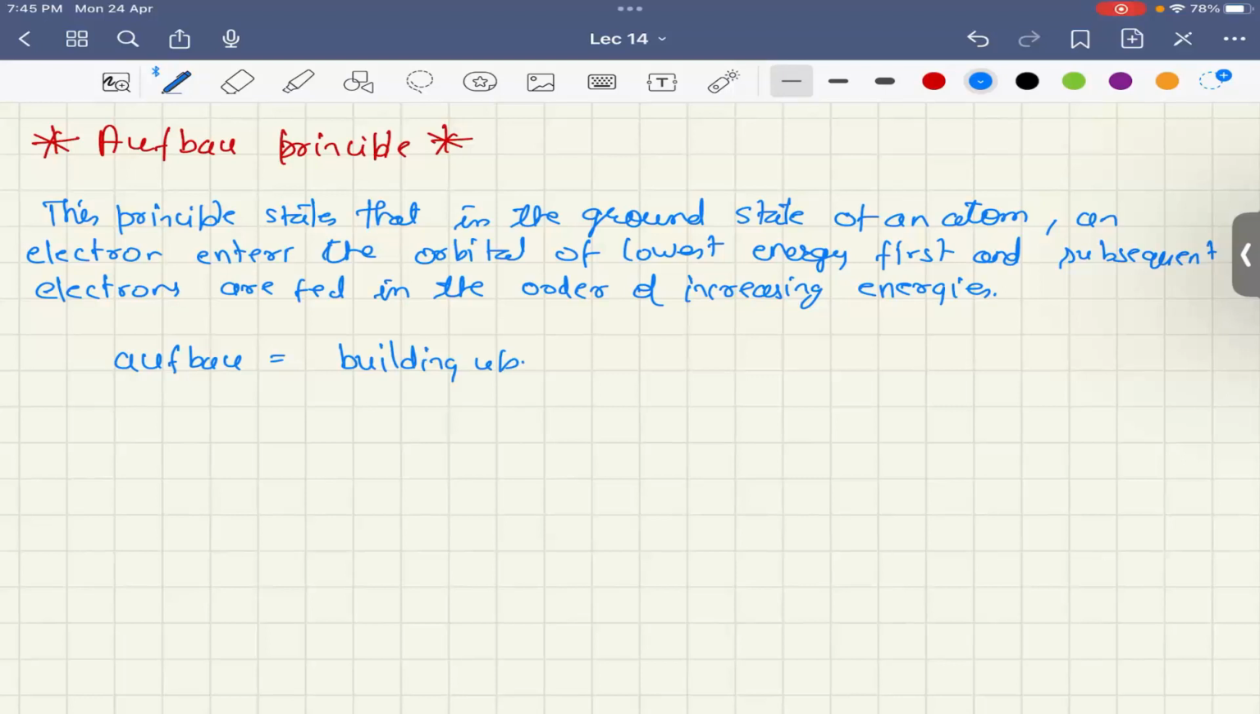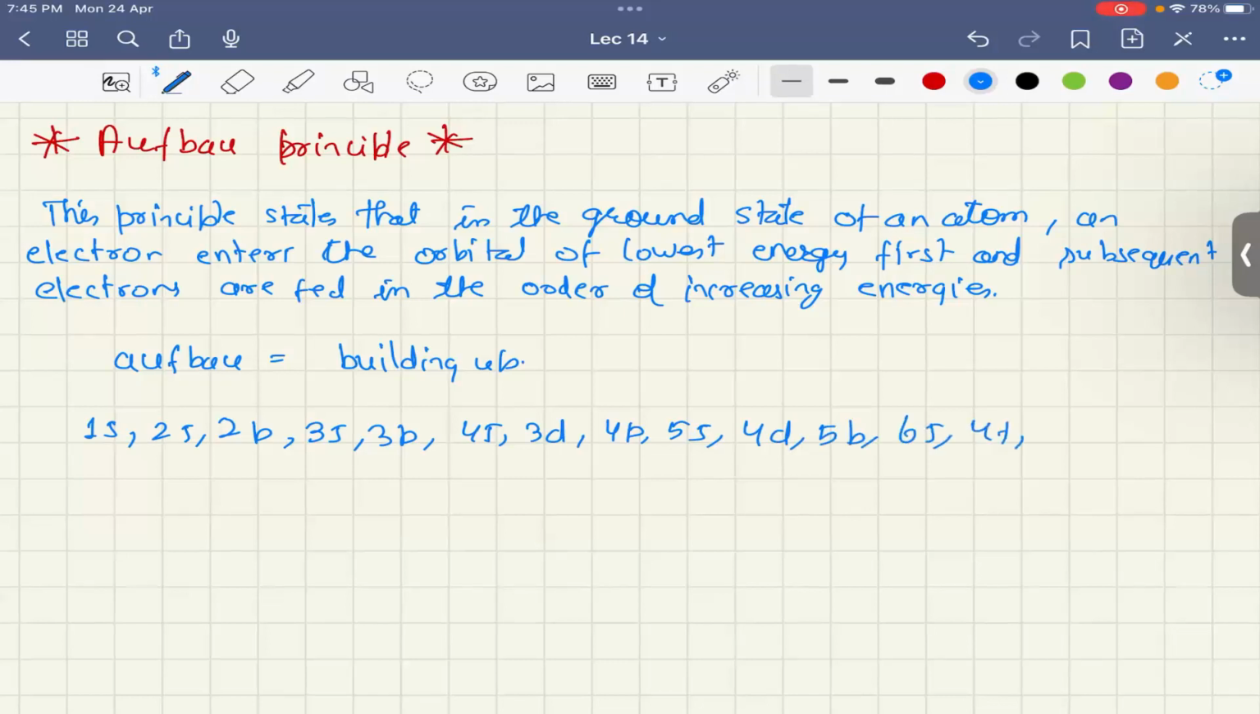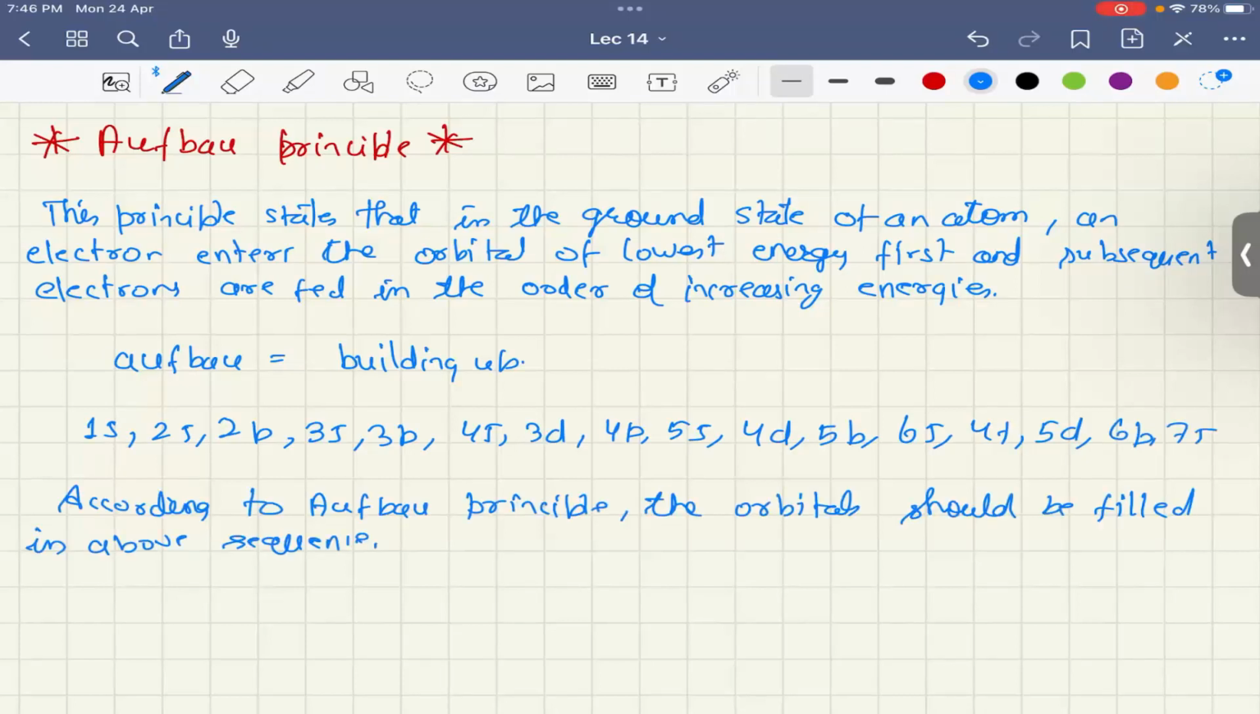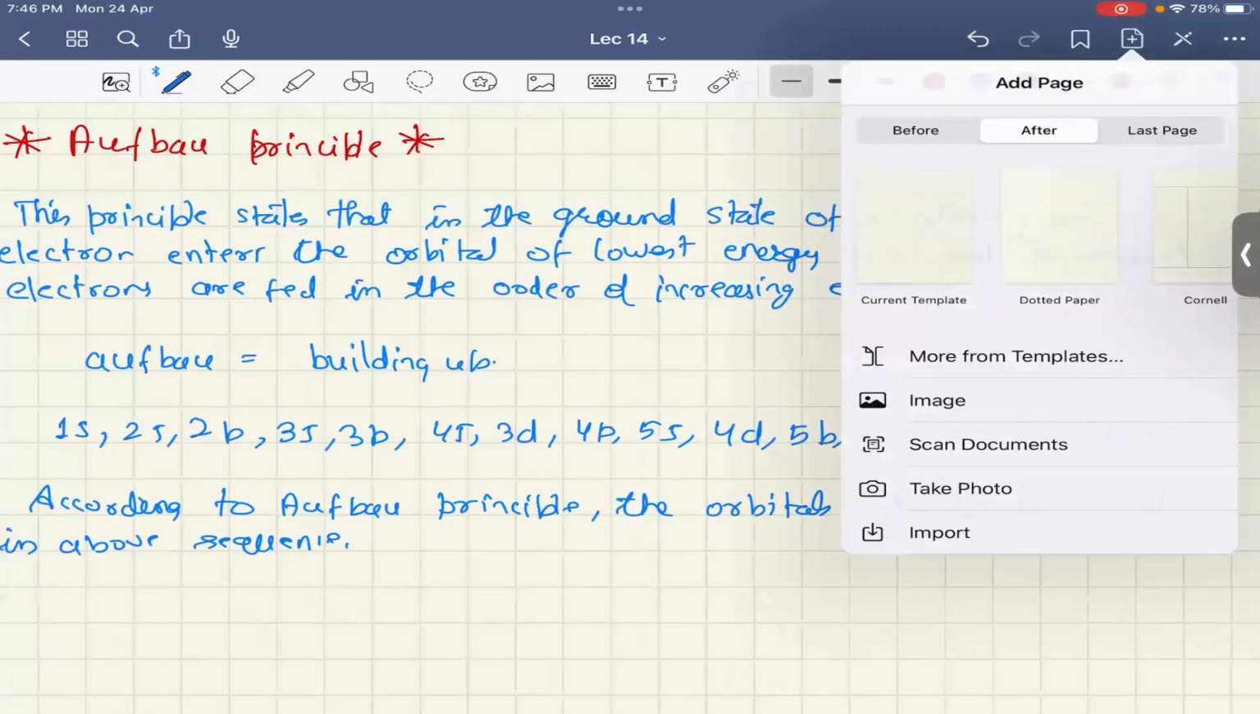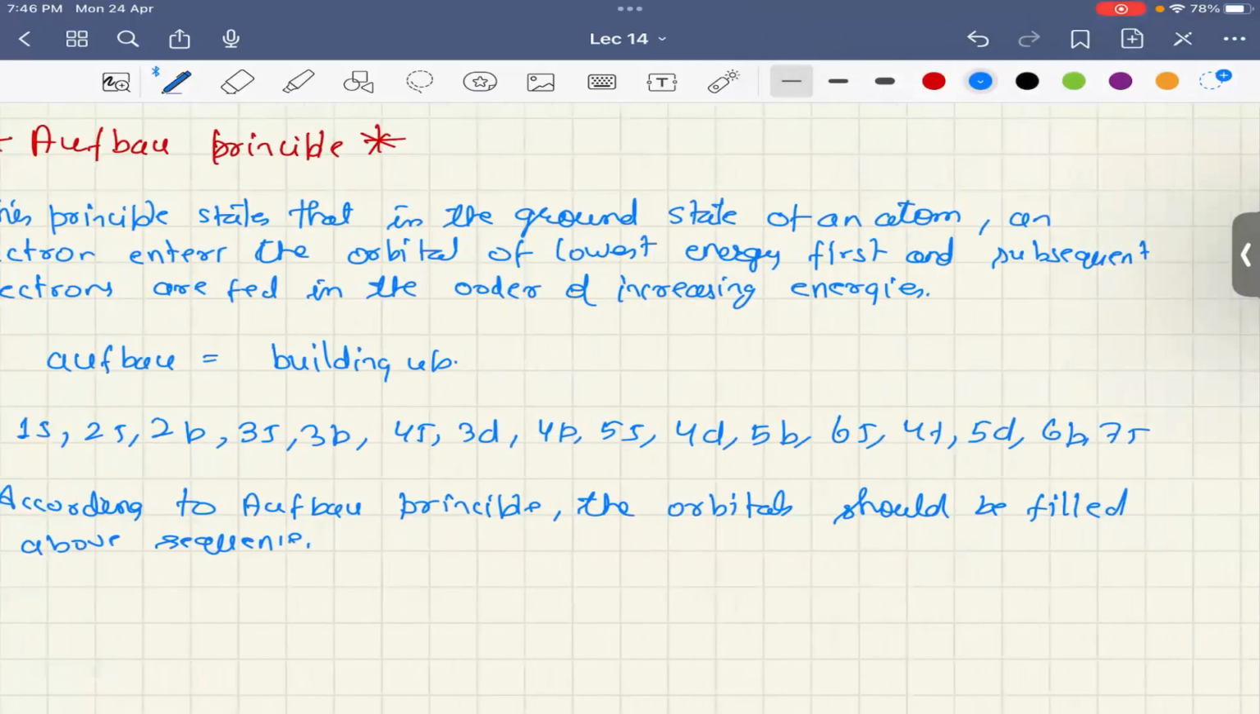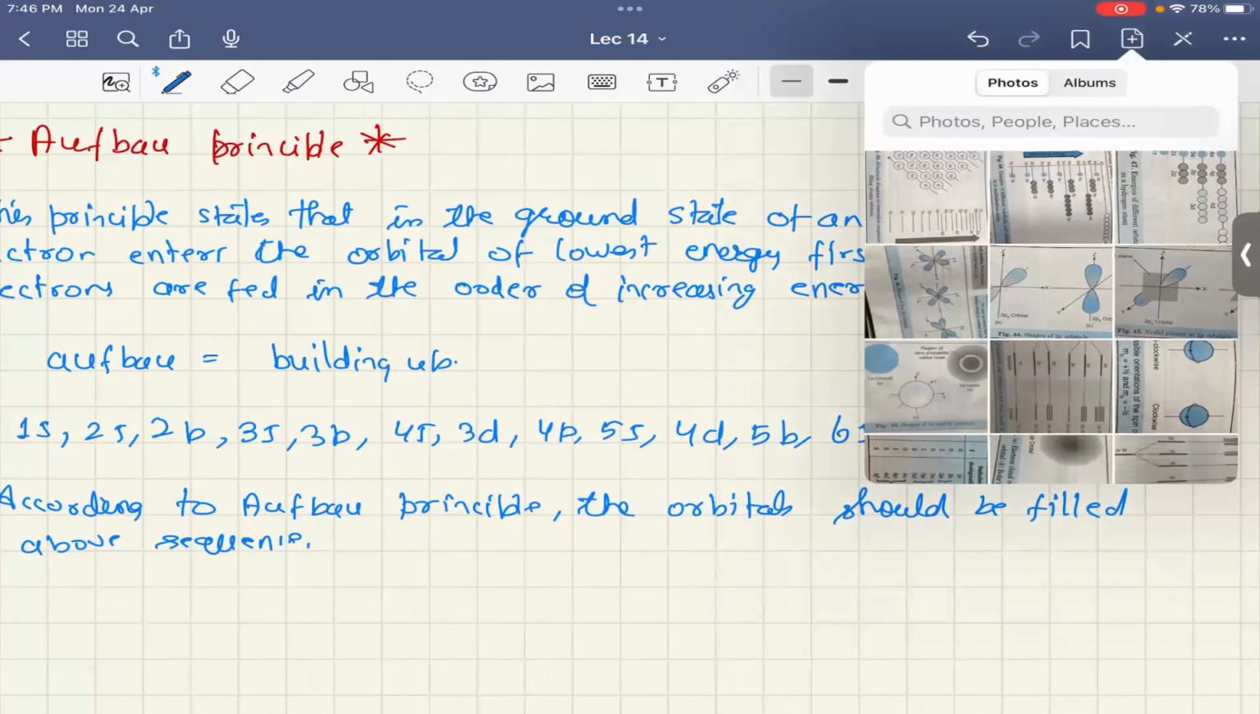According to the above principle, the orbitals should be filled in the above sequence. So the sequence in which they should be filled is 1s, then 2s, then 2p, 3s, 3p, 4s, 3d, 4p, 5s, then 4d, then 5p, 6s, 4f, 5d, 6p, and 7s. It is very important to remember that the sequence of energy levels places 3p and then the 4s orbital. In order to explain this, we can drag a picture.